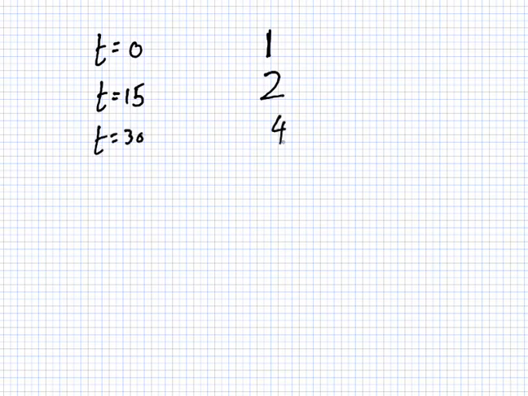I think bacteria double every 15 minutes. So if T equals 0, you have one bacteria. If T equals 15, you have 2 bacteria. And then when T equals 30, you have 4, and so on. So my question for you is, I want you to tell me how long until I have 1 billion bacteria cells.